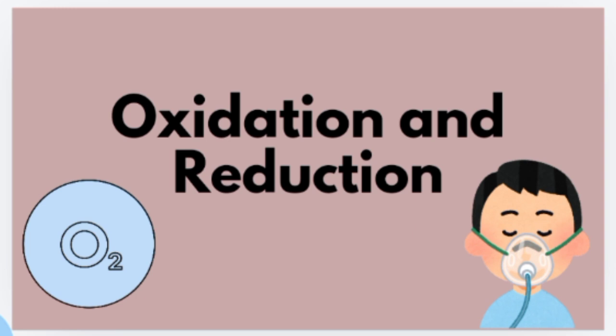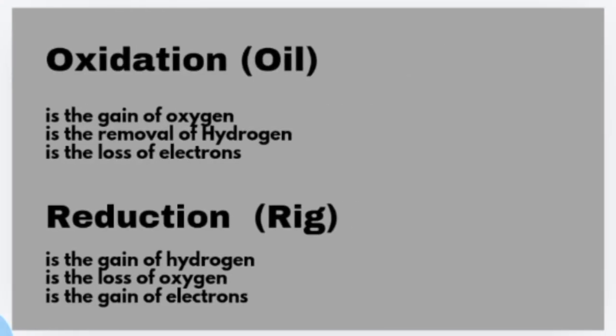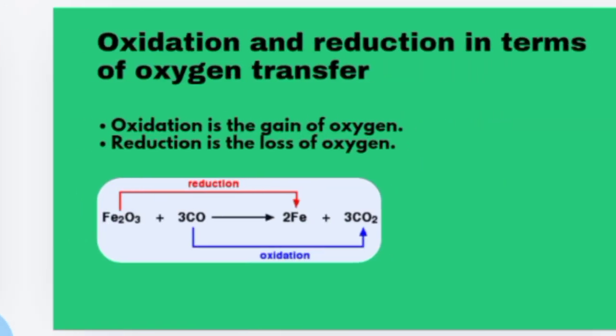So let's see what is there for you in the video. In the very first slide, you can see the basic definition of oxidation and reduction. OIL stands for oxidation is the loss of electrons. RIG stands for reduction is the gain of electrons. So you can see oxidation is the gain of oxygen, removal of hydrogen and the loss of electrons. And in the same way, reduction is the gain of hydrogen, loss of oxygen and the gain of electrons. So this is just the definition for you.